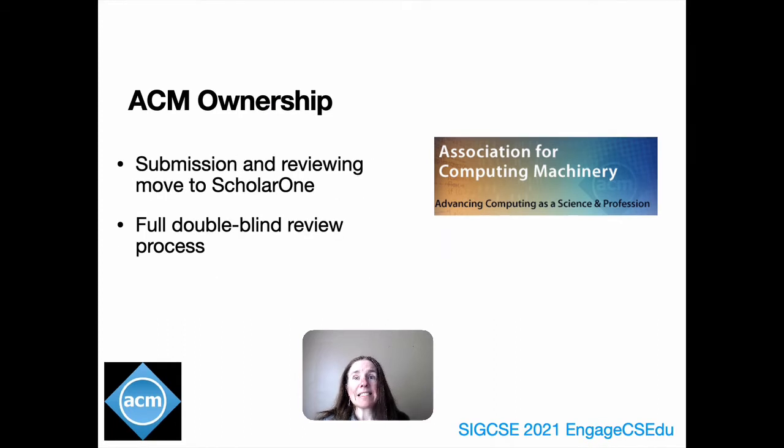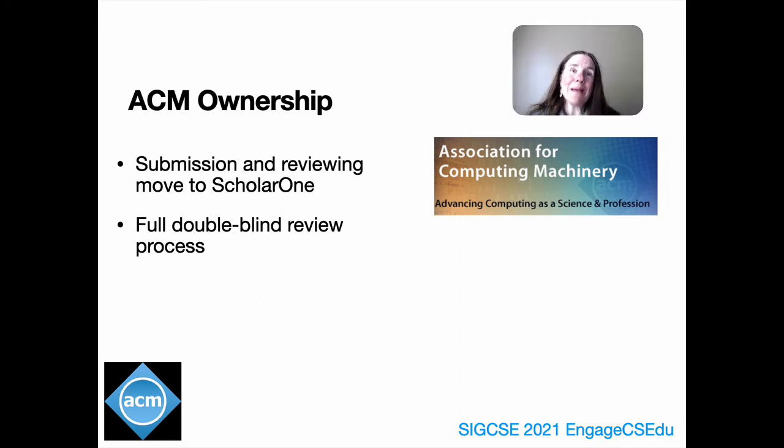Another benefit is that the submission and reviewing process has now moved to ScholarOne, the standard professional software for managing a review process. This allows us to now have full double-blind reviews and makes it easier to manage all the communication between editors, associate editors, reviewers, authors, and publishers. When you sign up to be a reviewer, you'll see how slick it is. Or maybe you already use ScholarOne to review for other journals, and the mechanics of reviewing for EngageCSEdu will be just the same.